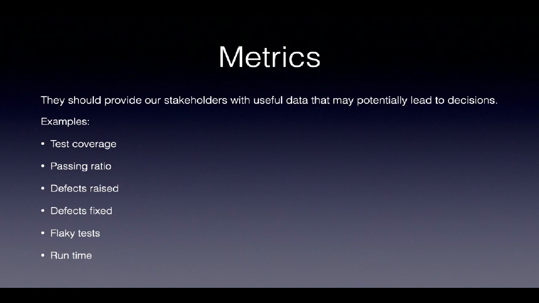Or, for example, the ratio of manual versus automated. From 100 test cases, I have manual 80% and 20% of automated. Another metric could be passing ratio. Passing ratio is basically the result of the run. So how many tests have passed and how many tests have failed.